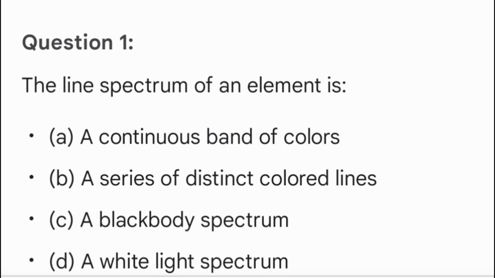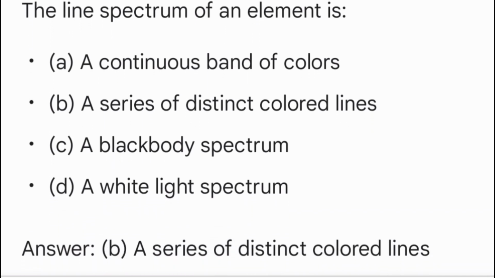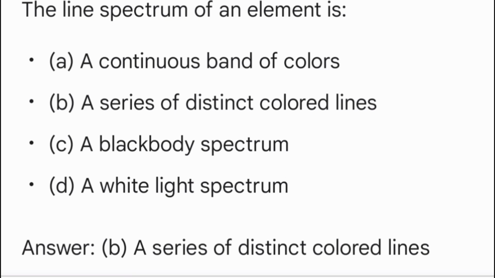Line spectra of the hydrogen atom. Objective questions. Question 1. The line spectrum of an element is A. A continuous band of colors. B. A series of distinct colored lines. C. A black body spectrum. D. A white light spectrum. Answer B. A series of distinct colored lines.